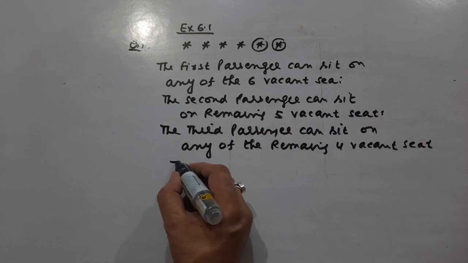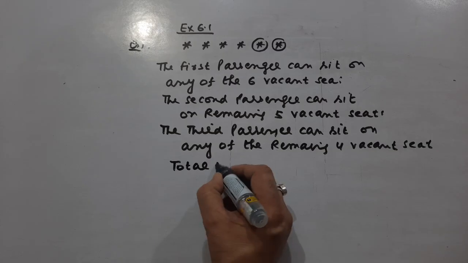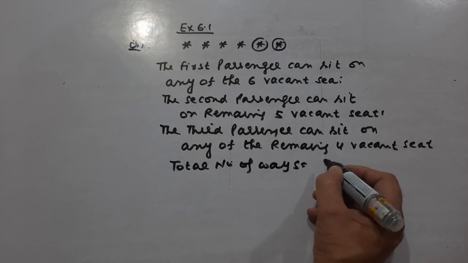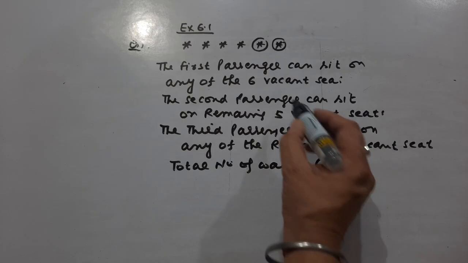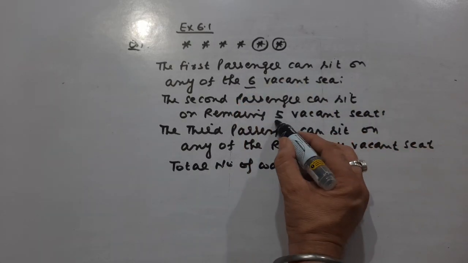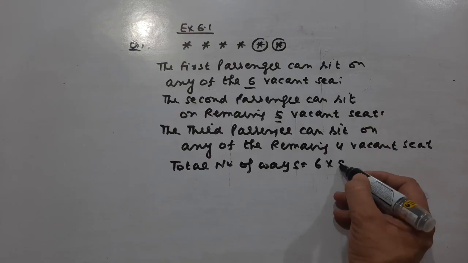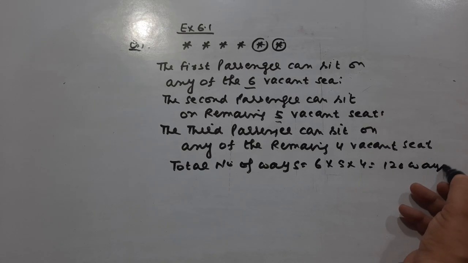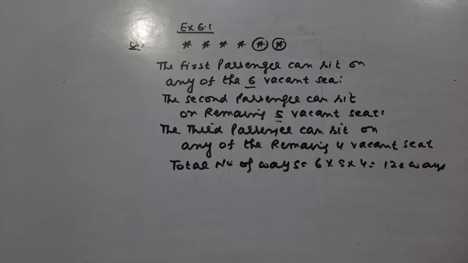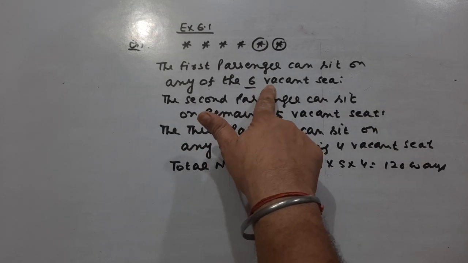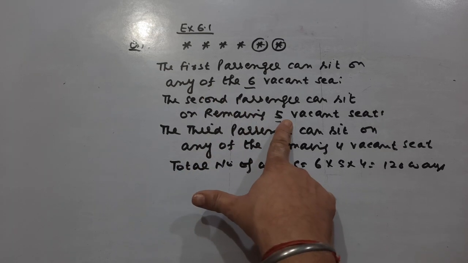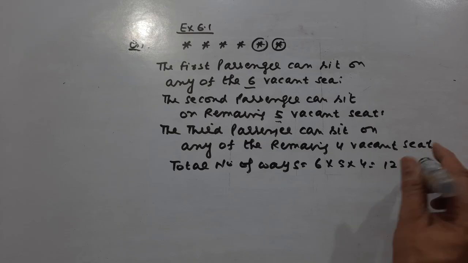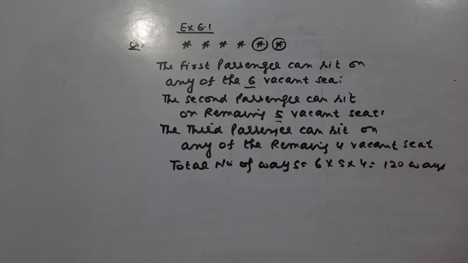So therefore, by the fundamental rule of counting, the total number of ways: in the first case we had 6 options, in the second 5, and in the third 4. So 6 × 5 × 4, so we are getting 120 ways, right students? So the first passenger can sit in 6 ways, the second passenger in 5 ways, and the third passenger in 4 ways. So the total number of ways possible is 120.